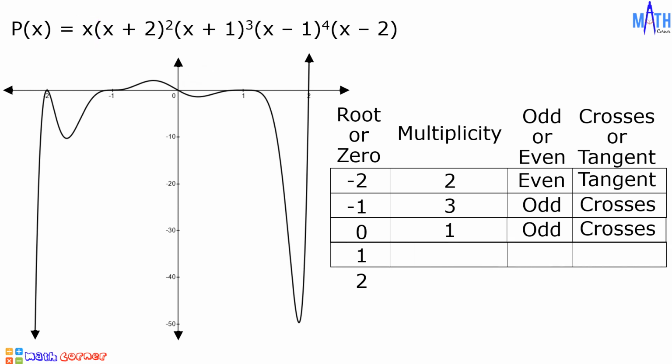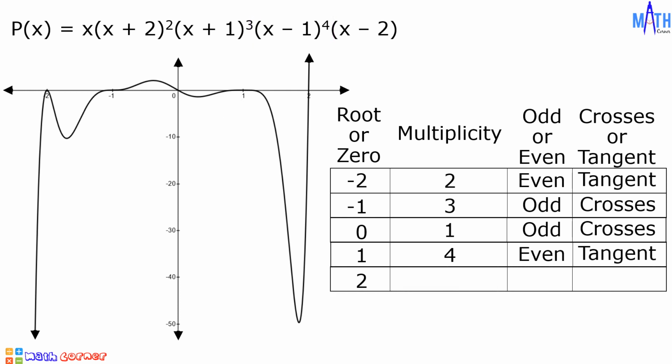Next is 1. The corresponding factor of 1 is x minus 1. X minus 1 appears 4 times. The multiplicity is 4. It is even multiplicity. The graph is tangent at (1, 0).